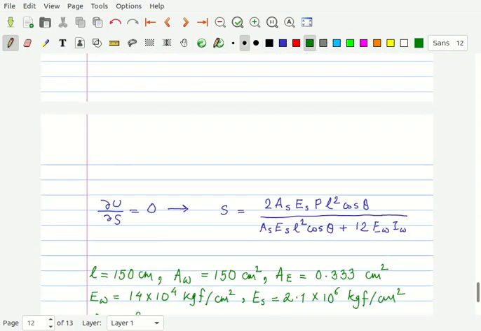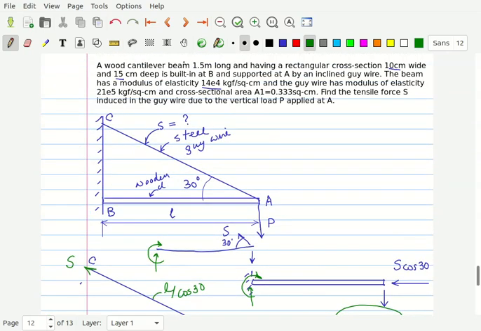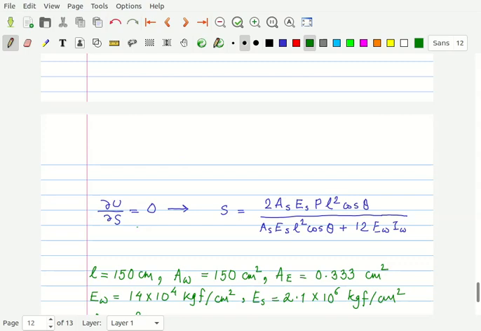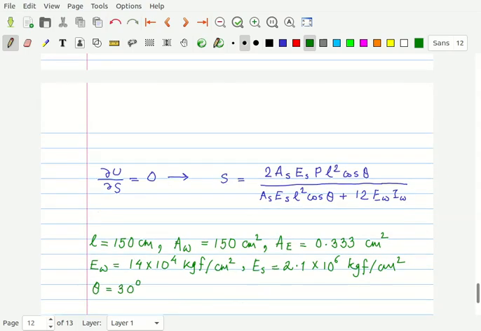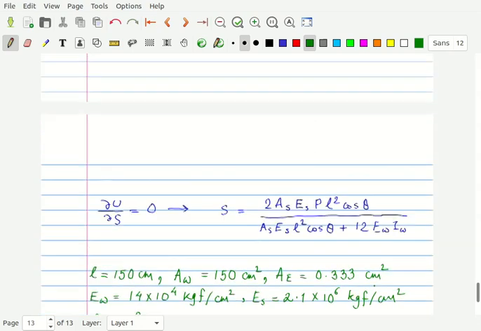Now we use del U del S equal to 0, because this point has got no deformation in the direction of S, because this is tied here, so this cannot have any deformation in this direction. So del U del S equal to 0, and this gives you this value for S. Now if you replace the numerical values, you get S equal to 1.48 P.